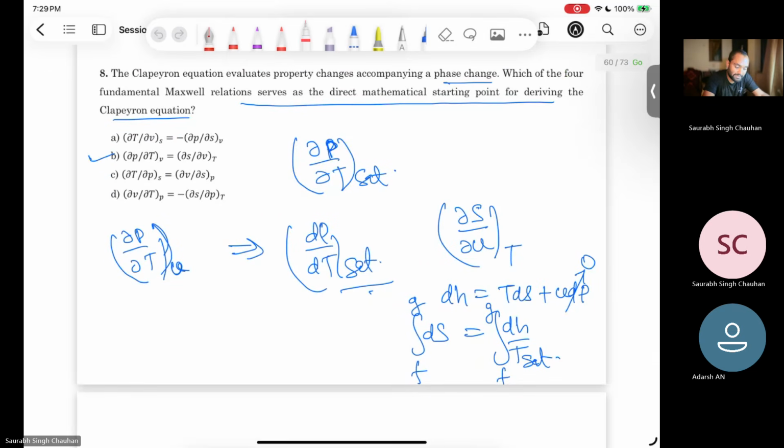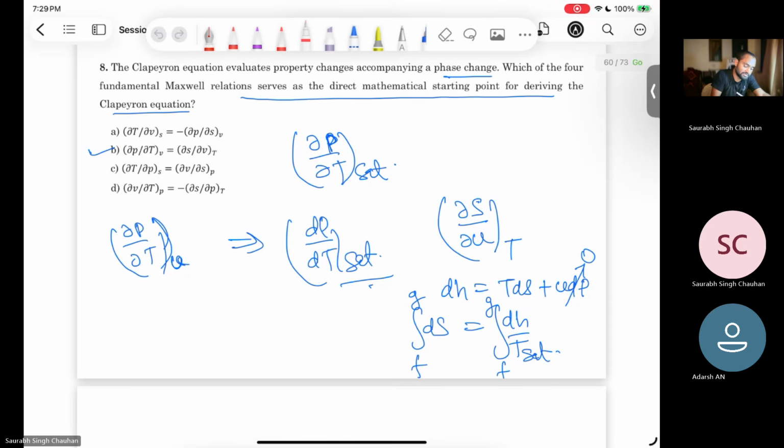The Clapeyron equation evaluates property changes accompanying a phase change. Which of the four fundamental Maxwell equations serves as the direct mathematical starting point for deriving the Clapeyron equation? So we just did that, right? Yeah. This Maxwell equation.